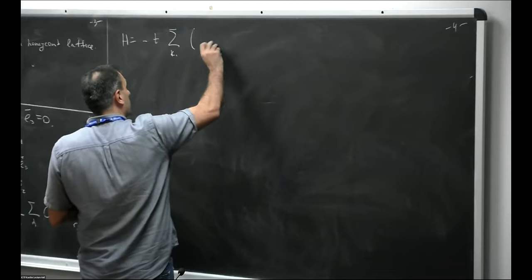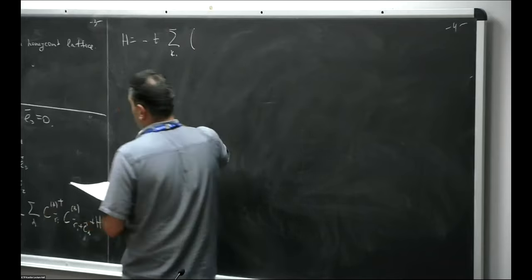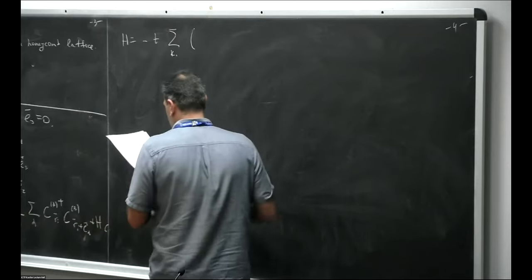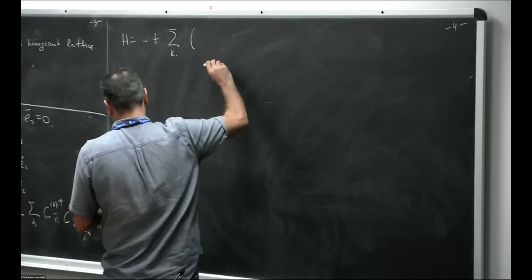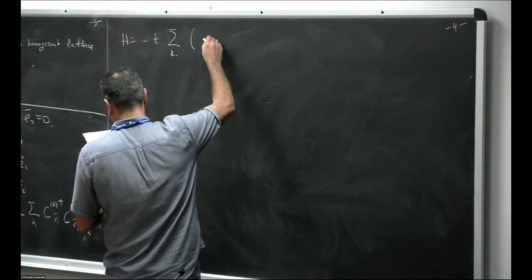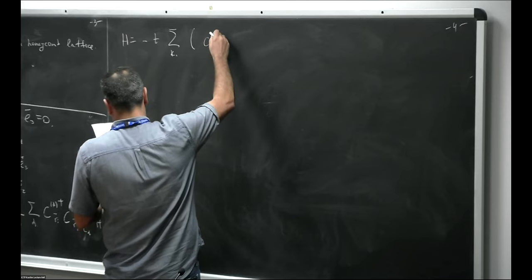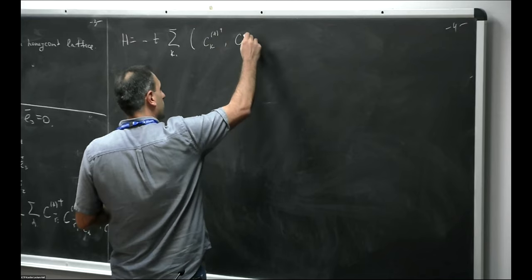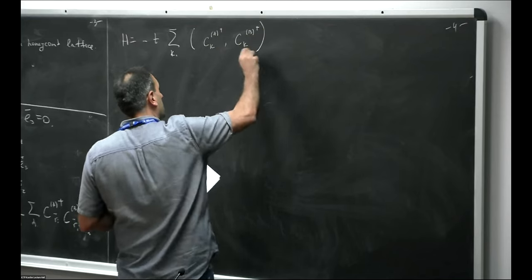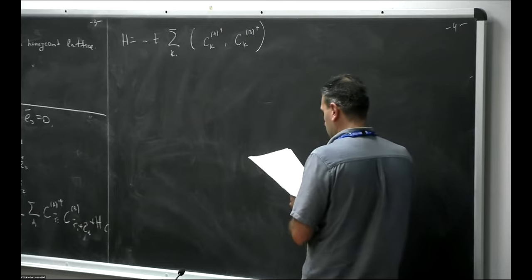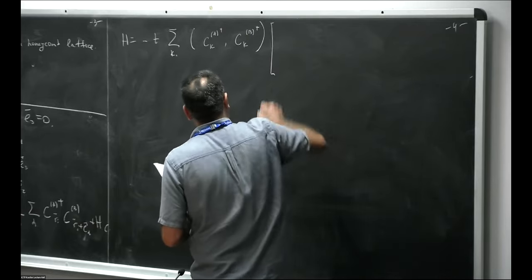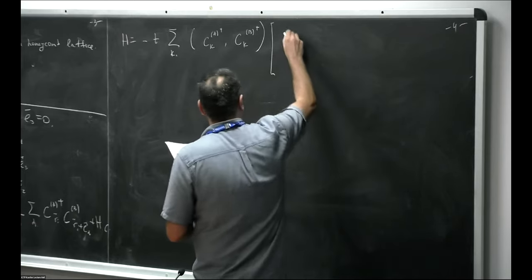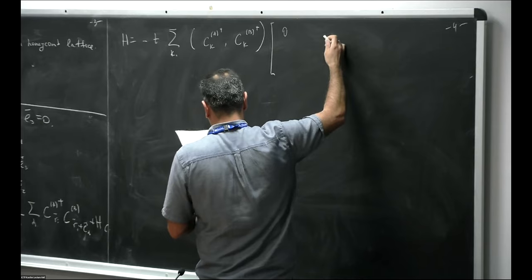So it's convenient to write it in a matrix form. So I'm introducing a spinor because of these two sublattices: C k A dagger, C k B dagger. The creation operators corresponding to different sublattices are combined into one spinor here. Then the Hamiltonian is a 2x2 matrix.